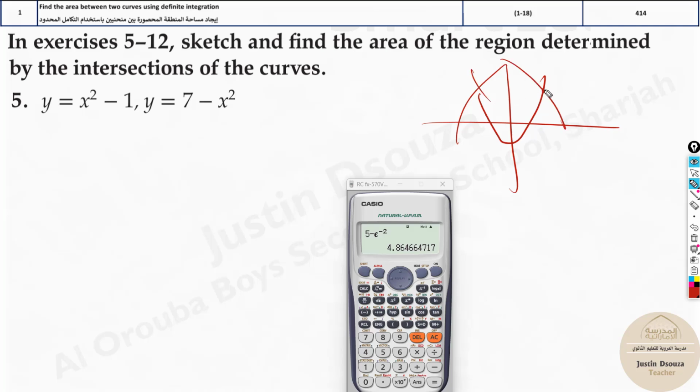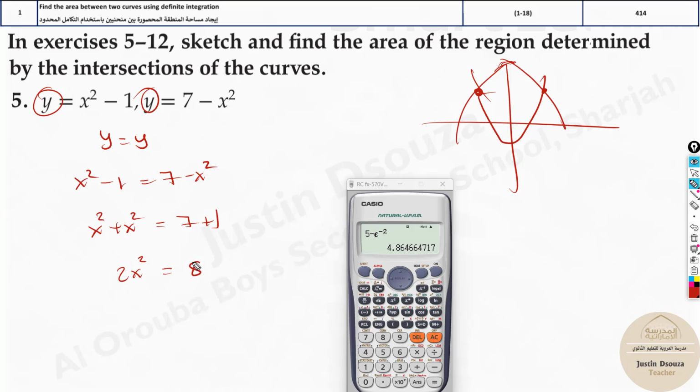Okay. You will have two intersecting points, isn't it? Now, how would you find those intersecting points? For quadratic, for linear, it's very simple. All you need to do is equate them both. This y and y must be equal. So all you do is x squared minus 1 equals 7 minus x squared. Now take this to the other side. It will be x squared plus x squared equals 7 plus 1. 2x squared equals 8.